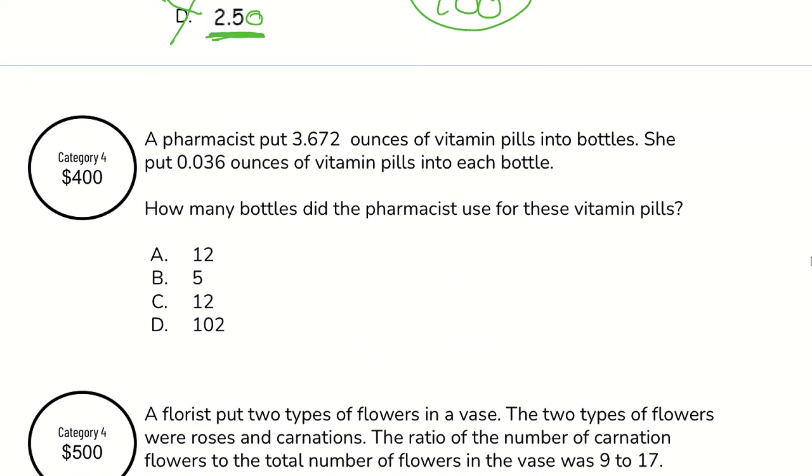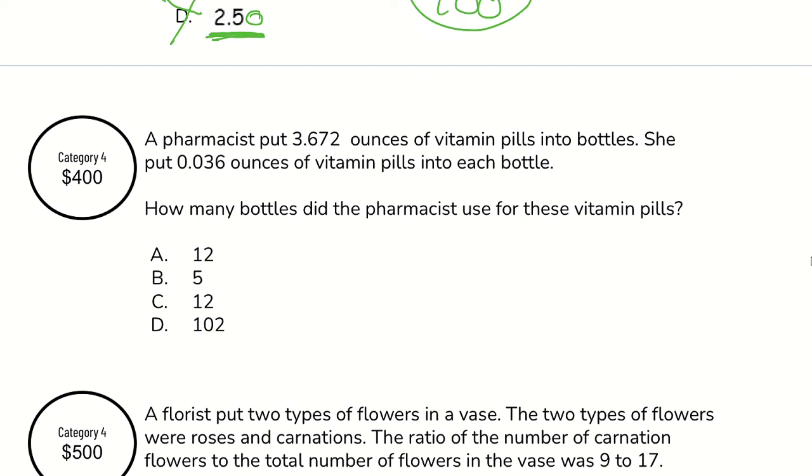All right, a pharmacist puts 3 and 672 thousandths ounces of vitamin pills into bottles. She put 36 thousandths ounces of vitamin pills into each bottle. How many bottles did the pharmacist use for these vitamin pills?